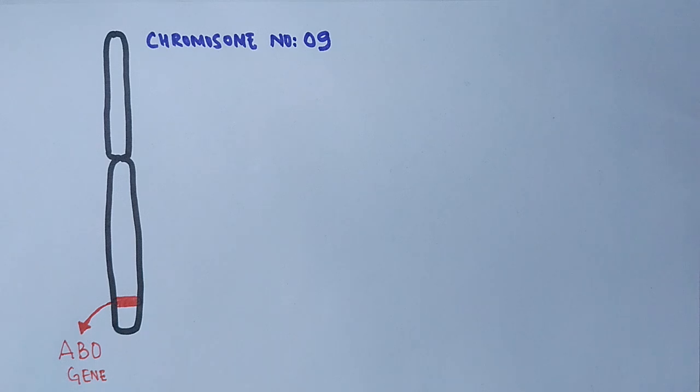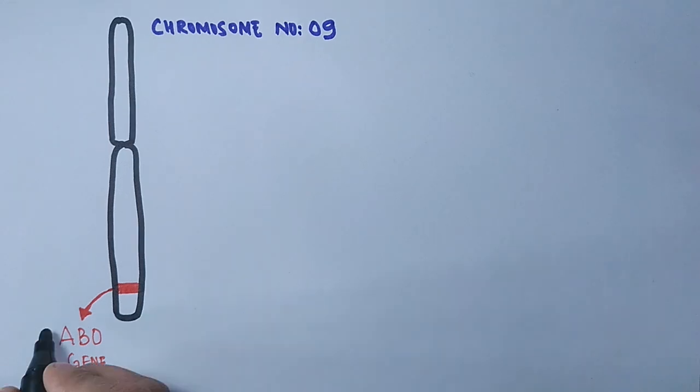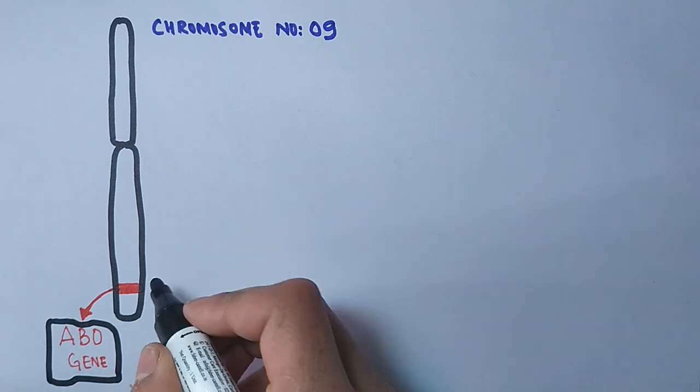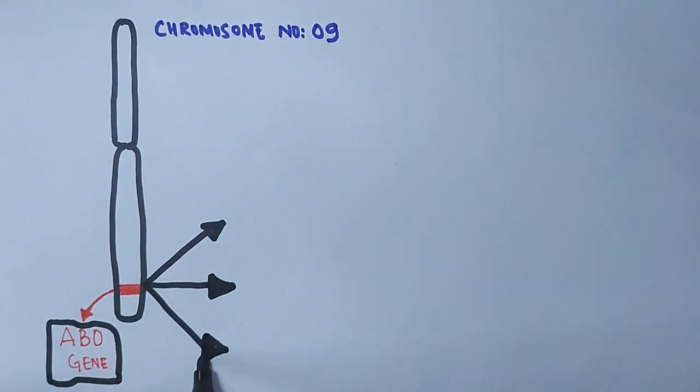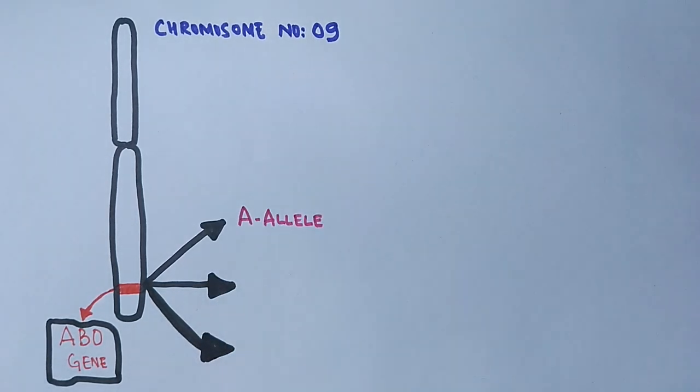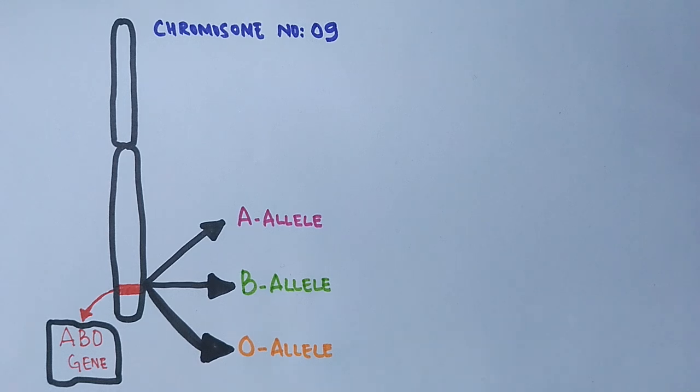For this ABO gene, which is usually denoted by the letter I in the books, it has different versions, which we call alleles. There are 3 alleles for that: A allele, B allele and O allele. Only one among these 3 alleles will be present on one chromosome at a time. Then we get one allele from mother, one allele from father, and in an individual we get 2 alleles.